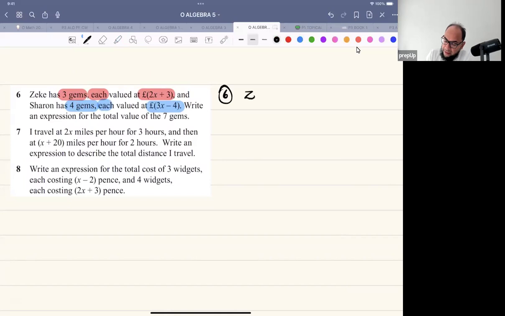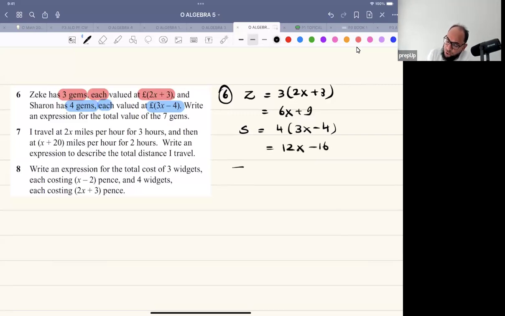So for Zeke, this is 3 times 2x plus 3. That is the value of the gems. That is 6x plus 9. For the person Sharon, that is 4 times 3x minus 4, because you are multiplying it out. So that is 12x minus 16. Therefore, total is the value that Zeke possesses and the value of the gems that Sharon possesses. That is 6x plus 9 plus 12x minus 16.